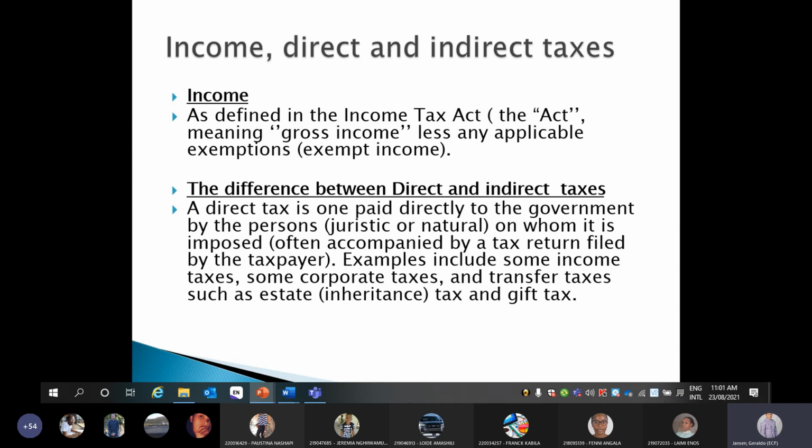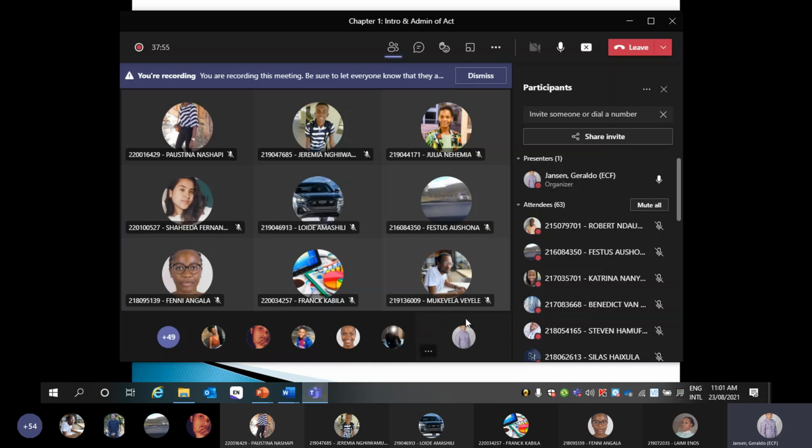Now guys, let's look at the difference between direct and indirect taxes. I already told you. A direct tax is one paid directly to the government by the person, and persons are juristic or natural. And an indirect tax is basically one where you don't pay it directly.